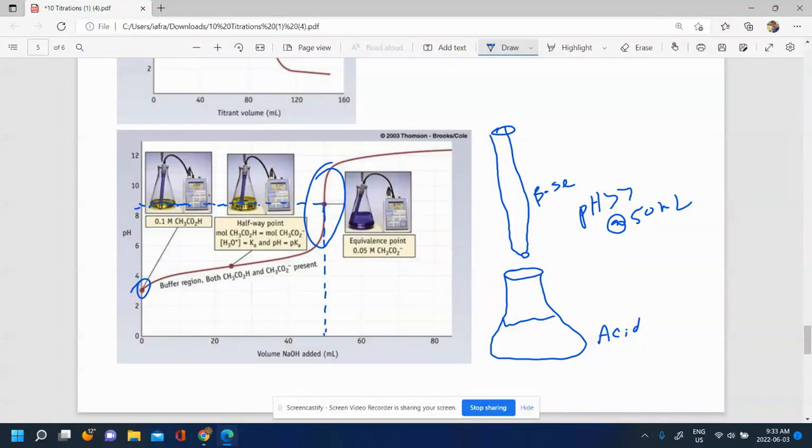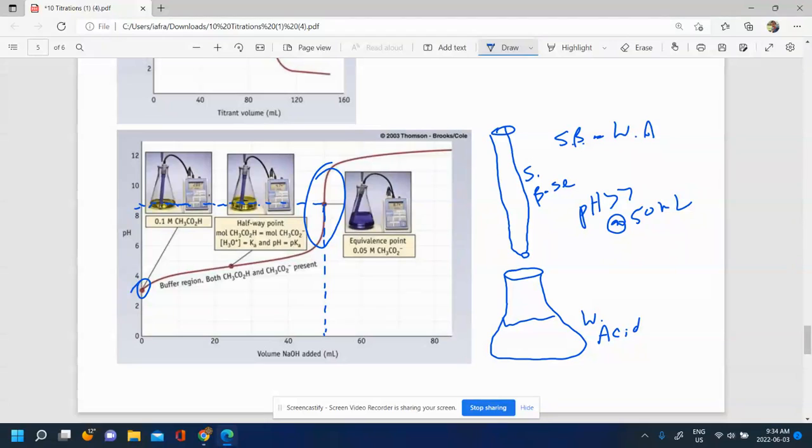So if the pH at equivalence is greater than 7, that means we have a strong base with a weak acid. So we have a strong base, weak acid titration. And the reason our pH is above 7 is because in a titration like this, you get a salt that acts as a weak base.